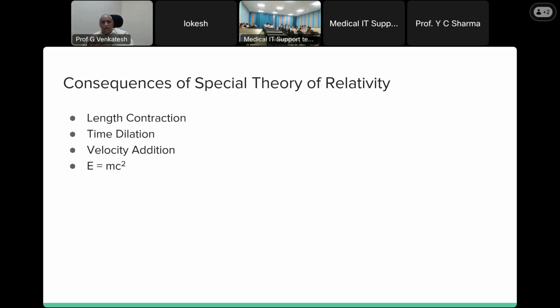If I call L the length of the object in motion, and L naught the length of the object at rest, and if the object is moving with a velocity v, then L will be equal to L naught into the root of 1 minus v square by c square. This is the amount of contraction that happens. If you apply this to the case of the Michelson-Morley experiment, the null result is satisfactorily explained.